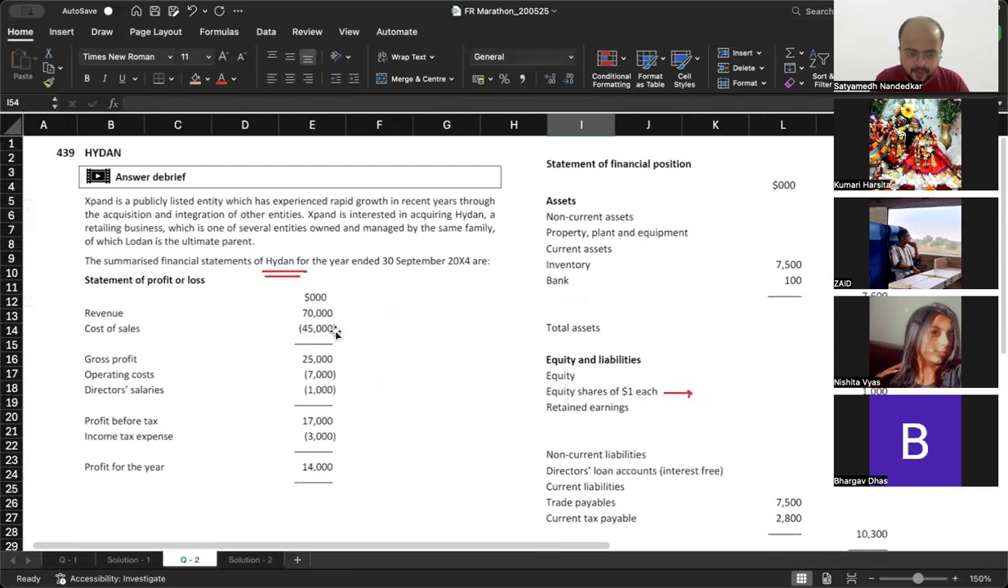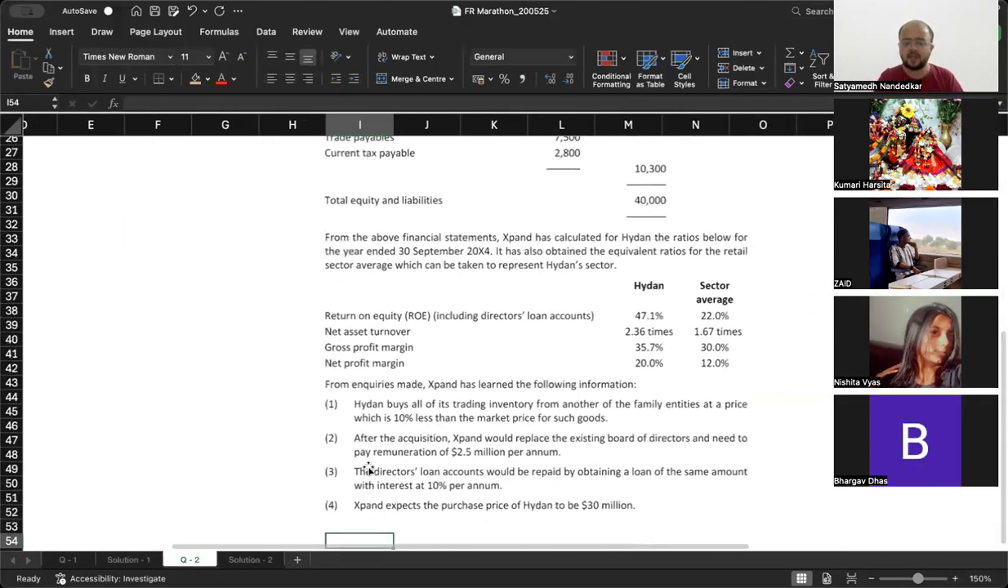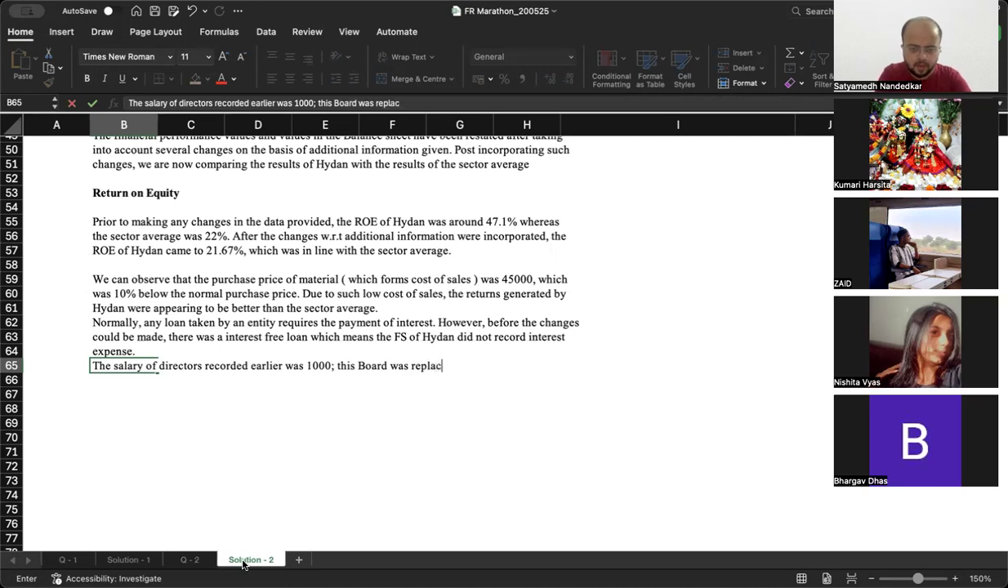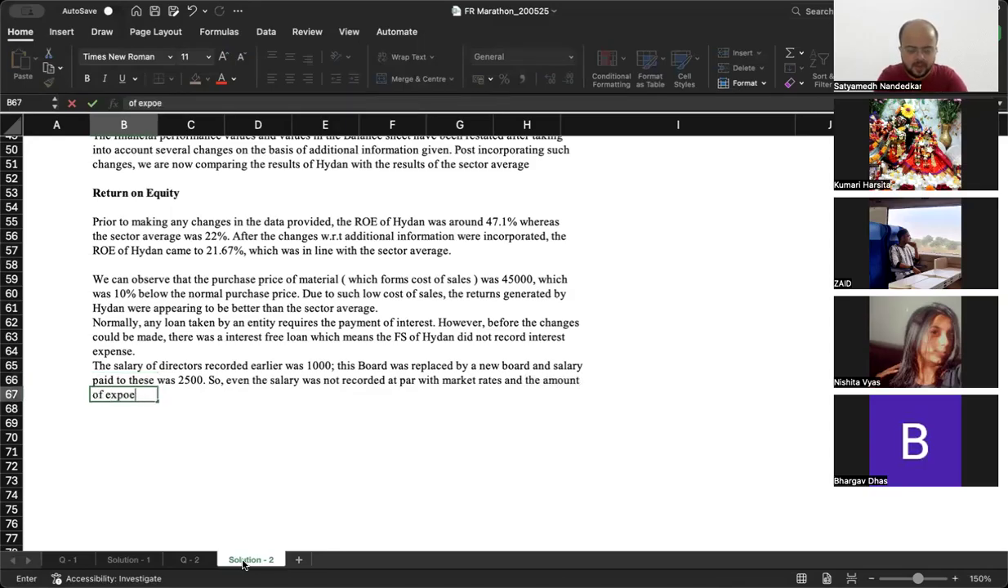तो एक और यहाँ पे आपका परचेज प्राइस कम रिकॉर्ड हुआ 5,000 से, यहाँ पे आपका इंटरेस्ट कम रिकॉर्ड हुआ, एंड the salaries of the directors were also apparently not in line with the market rates, तो सैलरी भी कम रिकॉर्ड हुआ था. ठीक है. The salary of directors recorded earlier was 1,000. ठीक है. This board was replaced by a new board, and salary paid to these was 2,500. So even the salary was not recorded at par with market rates, and the amount of expense was thus under recorded at first. ठीक है.